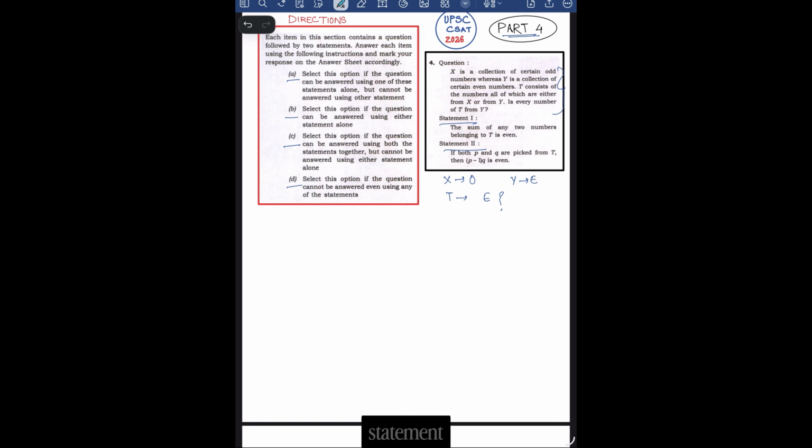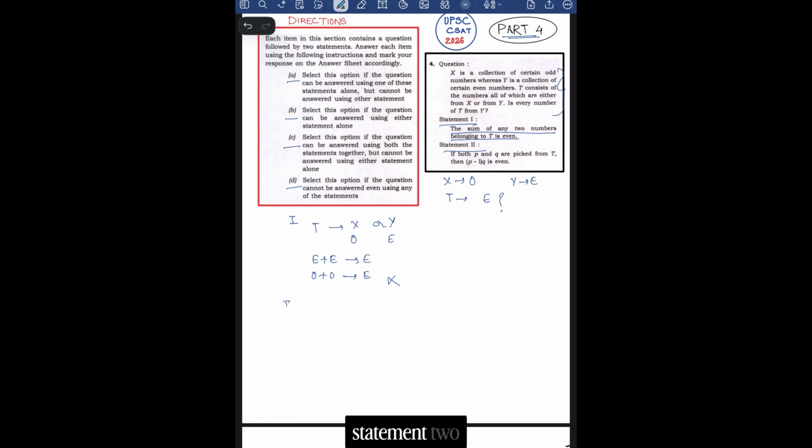Now let us take statement 1. Statement 1 says that the sum of any two numbers belonging to T is even. So we already know that all the elements of T are either from x or from y. This means all the elements will be either odd or they will be all even. So this condition is always satisfied because even plus even will give us an even number and odd plus odd will also give us an even number. So we cannot determine from statement 1 whether all the elements of T are from y or all of them are even. So this statement is not sufficient.